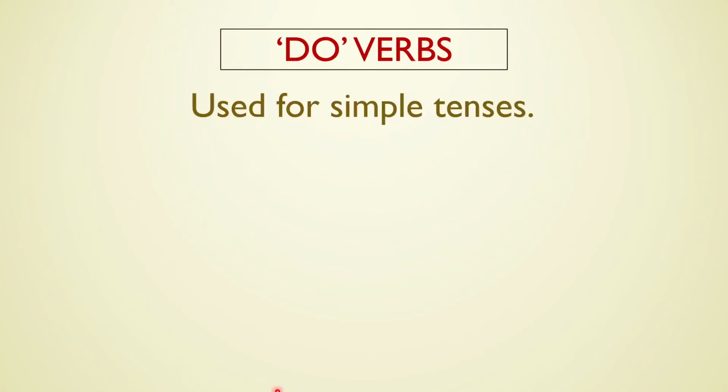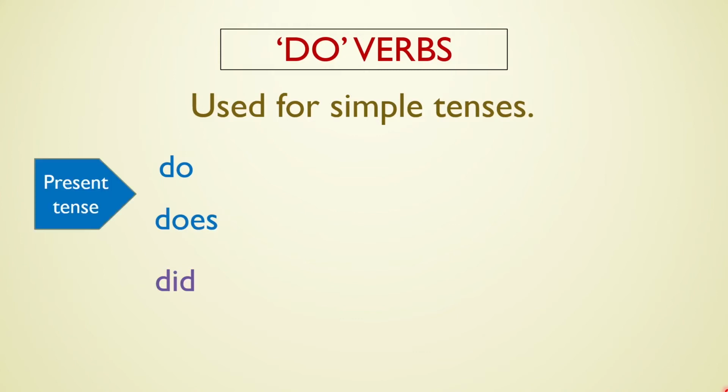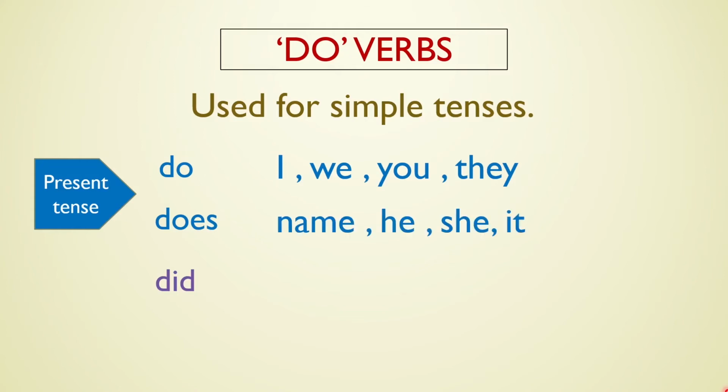Now, do verbs. Do verbs are basically used for simple tenses like do, does, did. Do and does are used for present tense. With do, we use I, we, you, or they. And with does, we use any third person. Any person's name can be used, or he, she, it.